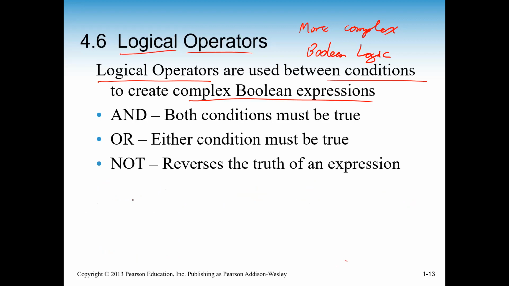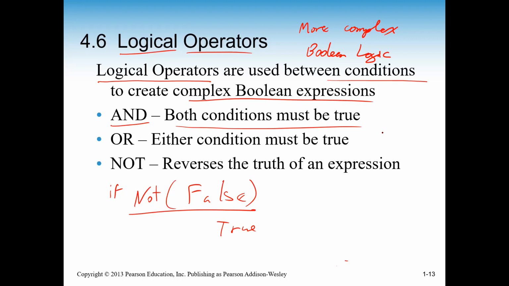So if I look at an if statement and I have an expression that evaluates to false, whatever it was, now I put a not in front of it, and now this condition actually evaluates to true, just by doing that, because you're just reversing it. You're doing the opposite. With the and operator, both conditions must be true for it to be true. With the or, either condition must be true, so just one of them needs to be true.